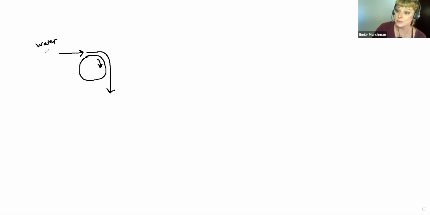So the water flowing in, initially it has some amount of energy. I'm not going to say how much it is, I'm not going to put a number on it, but let's just say the water has some energy to it. It's moving. It's also at a certain height above the ground, so it has some energy associated with this.